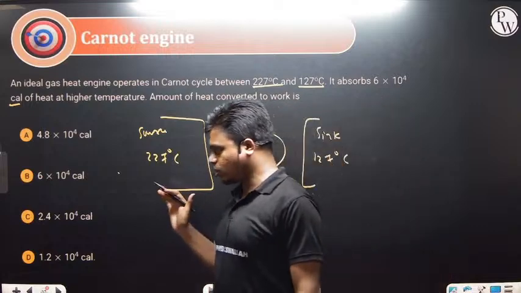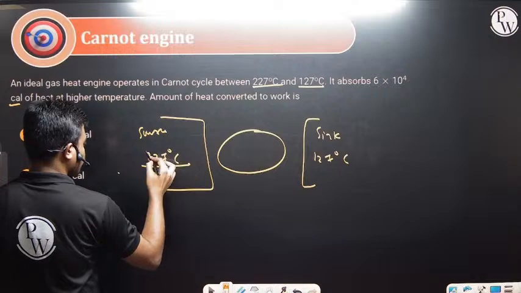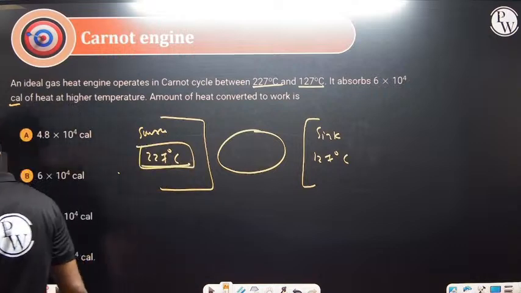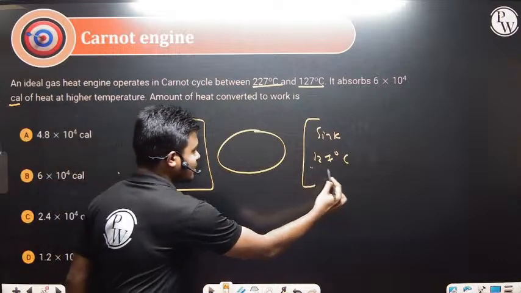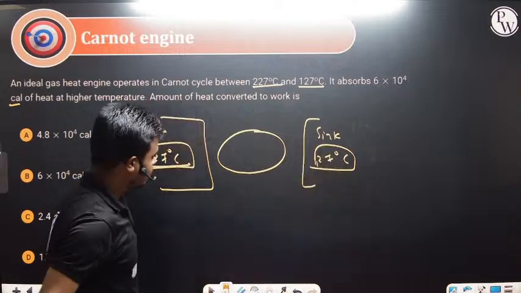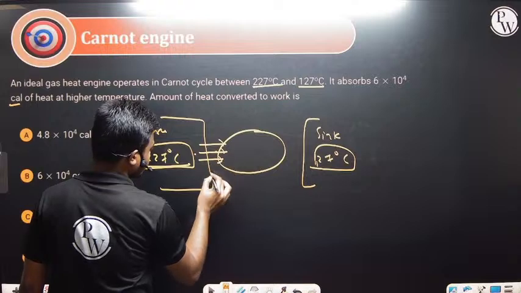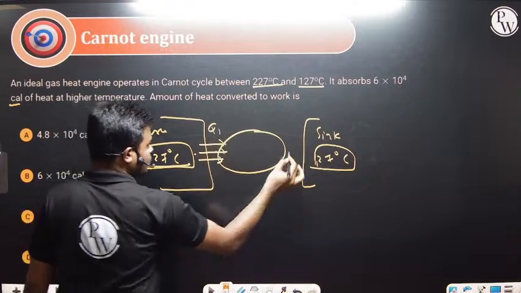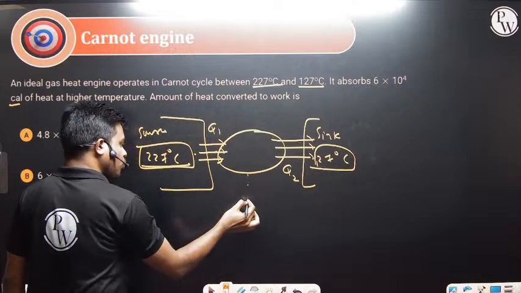The higher temperature body will be called the source, and the other, at 127 degrees Celsius, the lower temperature body, will be called the sink. Between them the gases will be there. The gases will be taking heat from the source, and that heat is Q1. The gases will be rejecting heat to the sink, and that heat is Q2. And the gases will be doing some amount of work.